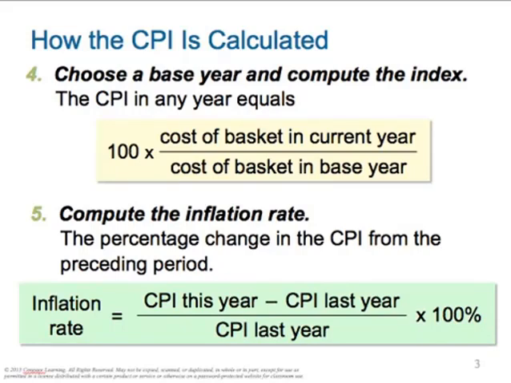So again, the cost of the basket in the current year, what it took you to put your items in that basket today versus what it took you to put those items in your basket and buy them last year or 10 years ago, whatever the base year is. Lastly, we compute the inflation rate, the percentage change in CPI from the preceding period. The inflation rate is the CPI this year minus the CPI last year divided by the CPI last year. So everything's in terms of the previous year. So this year minus last year divided by last year, put in percentage terms when we multiply by 100.